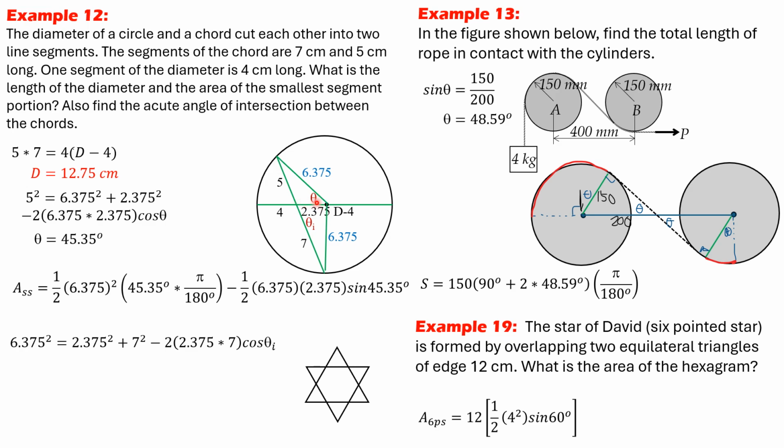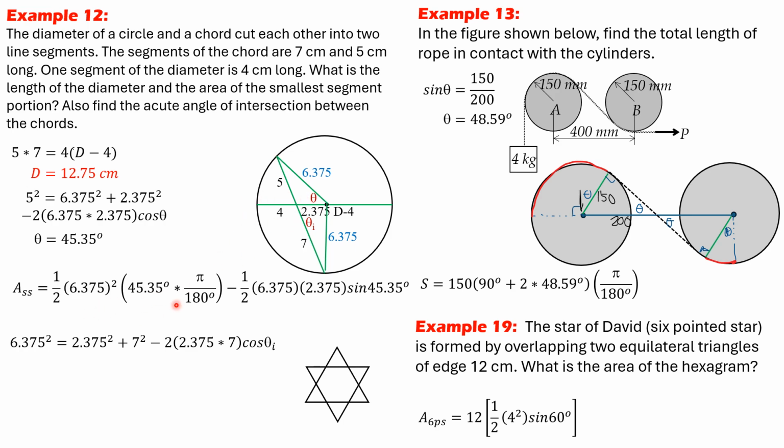Now for theta, for R rather, half of 12.75 is 6.375 cm. So 6.375 minus 4 is 2.375 cm. So in this triangle, let's solve for theta by cosine law. 5 squared equals 6.375 squared plus 2.375 squared minus 2 times 6.375 times 2.375 cosine of theta. So theta is 45.35 degrees.